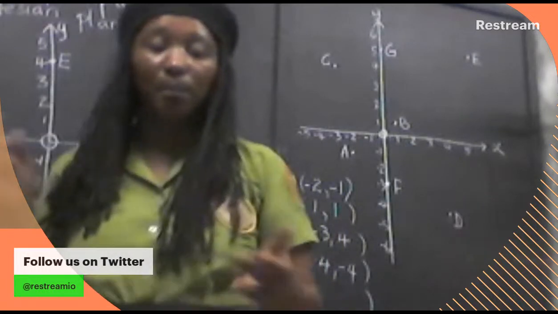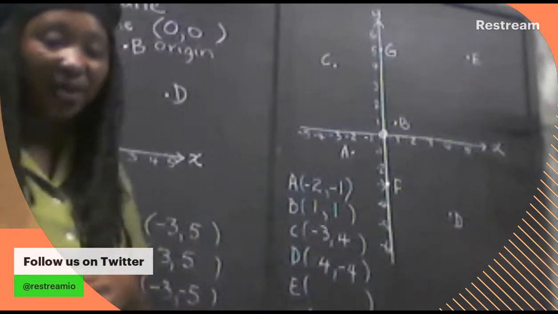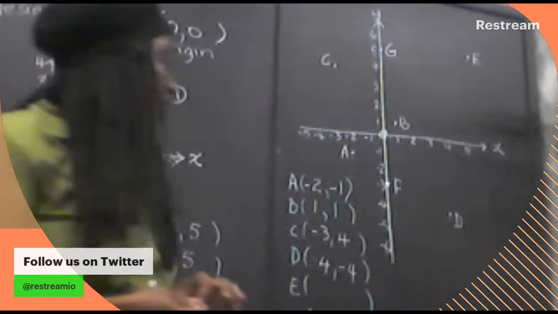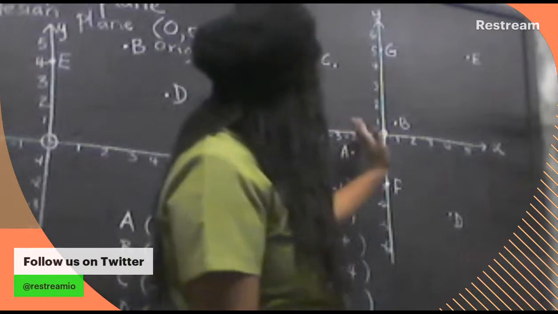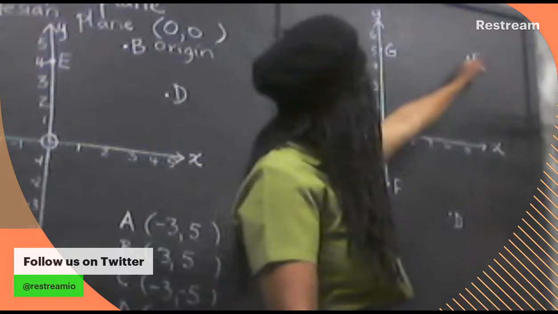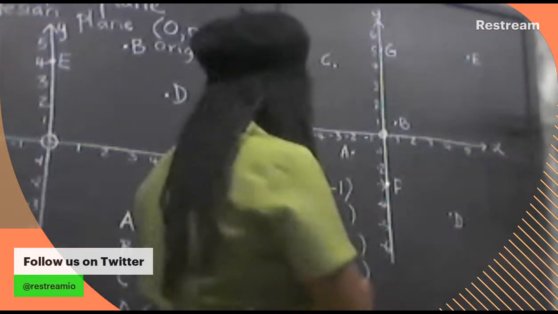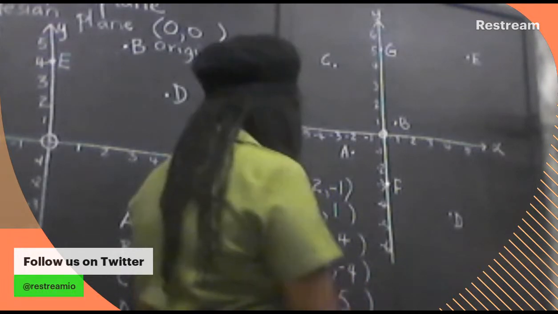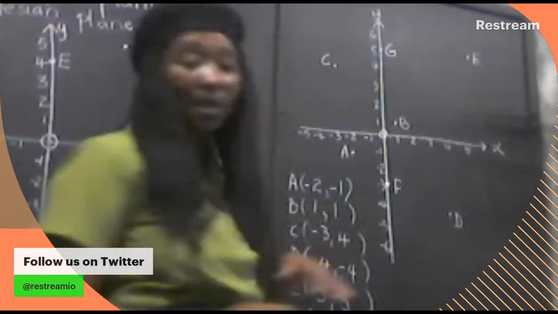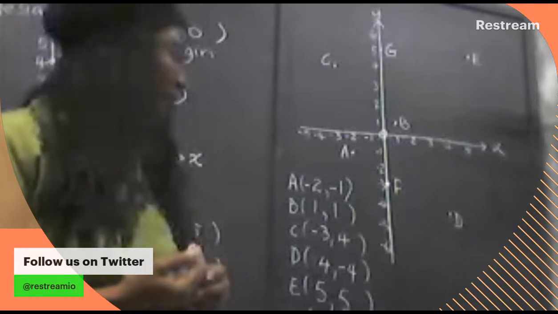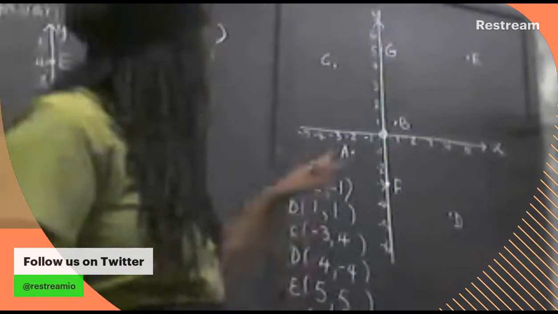We know both the X and the Y are going to be positive once it's in the first quadrant. So 5 on the X and 5 on the Y. So +5, +5. Okay, so Drayshawn got +5, +5 for E. For F, so F is here.